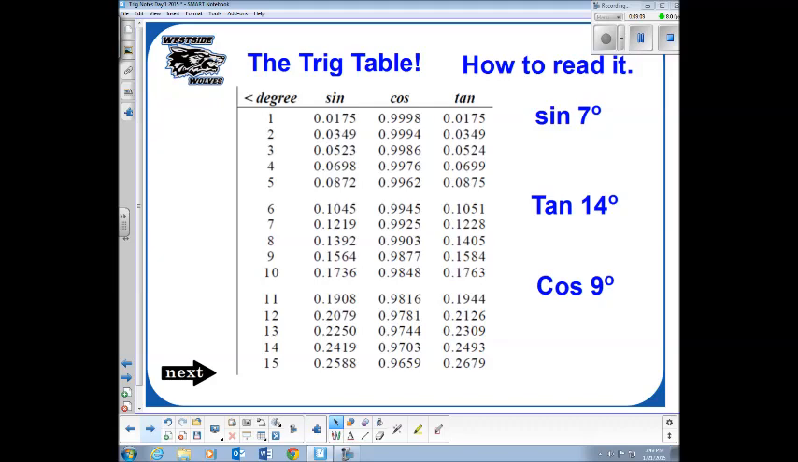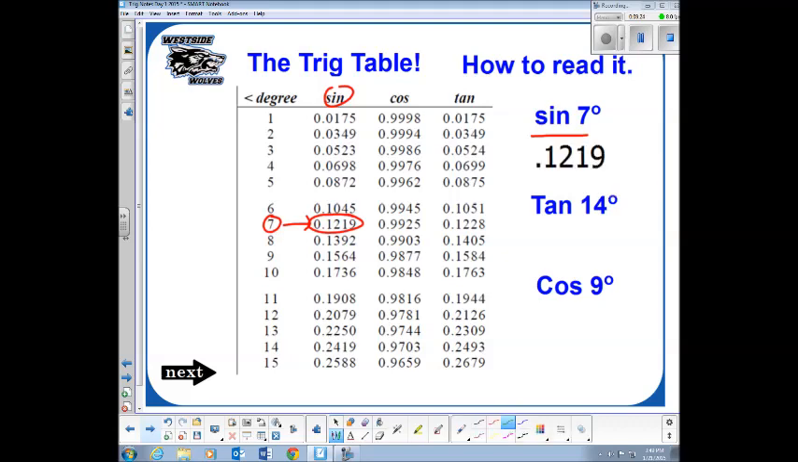All right, so to read the trig table, we basically just find the sine of 7 degrees. We're going to find the sine, we're going to find 7. They come together right here, which is that number, 0.1219. We're going to do the tangent of 14. We find tangent. We find 14. They come together right here, which is 0.2493.